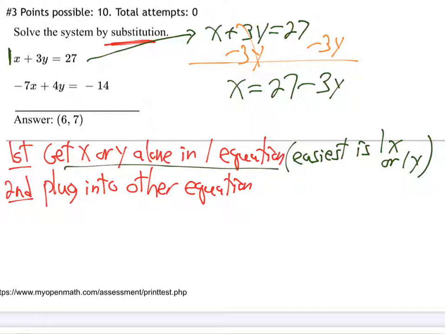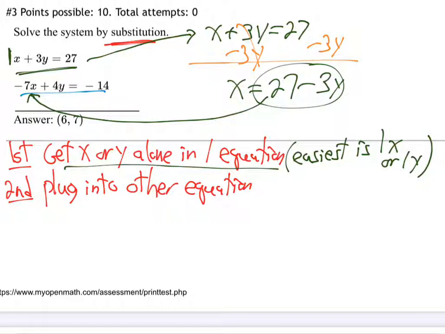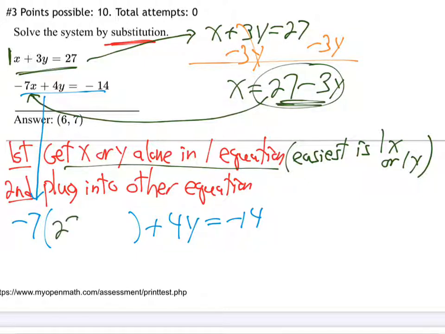Get x or y alone in one equation. That came out of the top equation. So now grab that and plug that in for x in the other equation, in the second equation. So now I'll bring down the second equation down here. So minus 7, I'm going to plug in x right there, plus 4y is minus 14. Plug in the x. What was x? 27 minus 3y. See, that gets an equation with only y now.